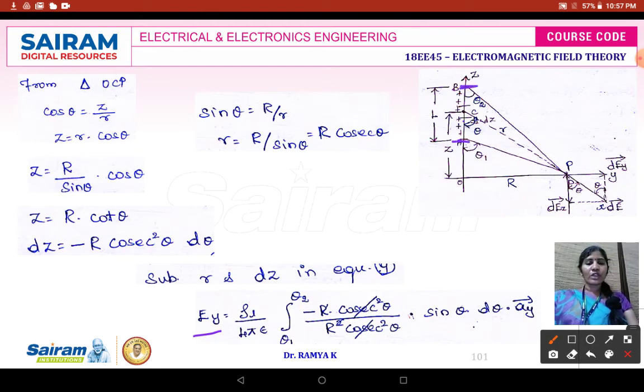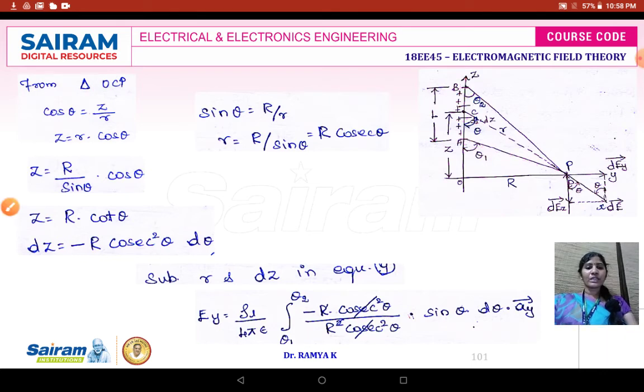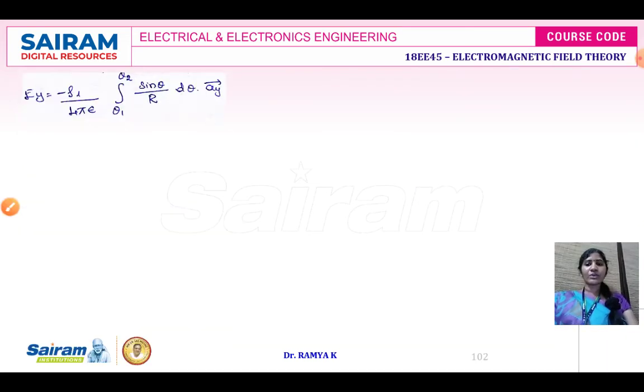So if you are keeping the differential elemental length at point A, the value of angle is going to be theta 1. If the differential elemental length is going to be at point B, the value of theta is going to be theta 2. So only the limit varies from theta 1 to theta 2.